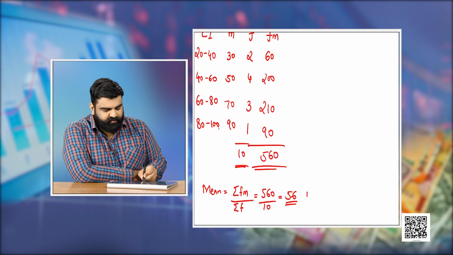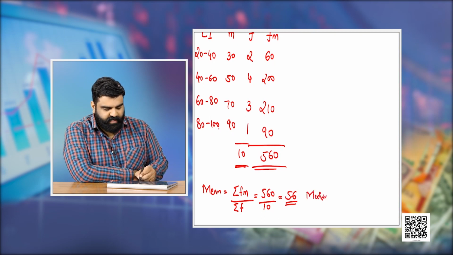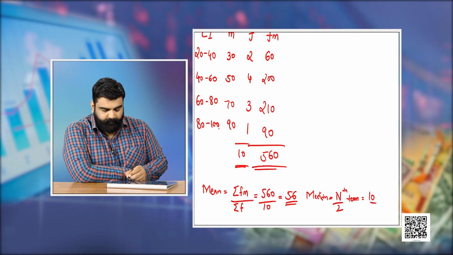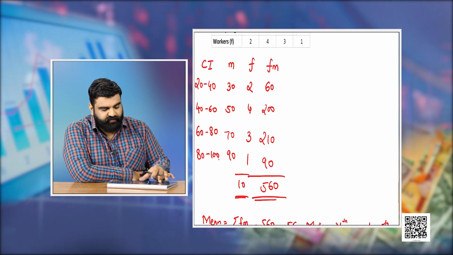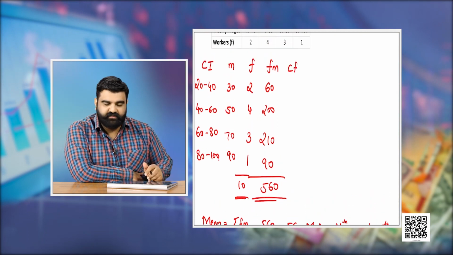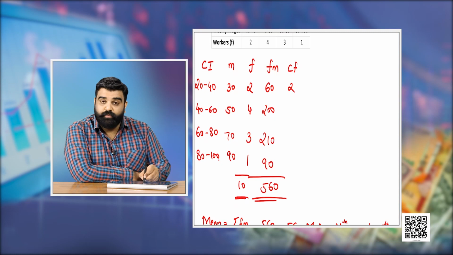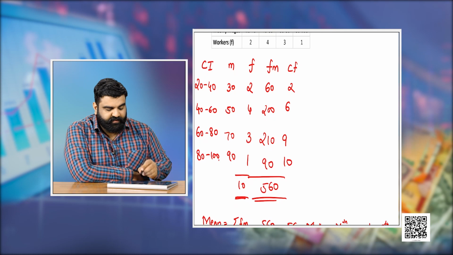Let us also calculate the median for the series. To calculate median, we will have to use the formula n by 2th term, which will be 10 by 2, that is the 5th term. To calculate the 5th term, we will first have to use the cumulative frequencies of the series. So, we have 2 plus 4, 6 plus 3, 9 and plus 1 will be 10. Now, 5th term would lie in the cumulative frequency 6 and hence the median class would be 40 to 60.